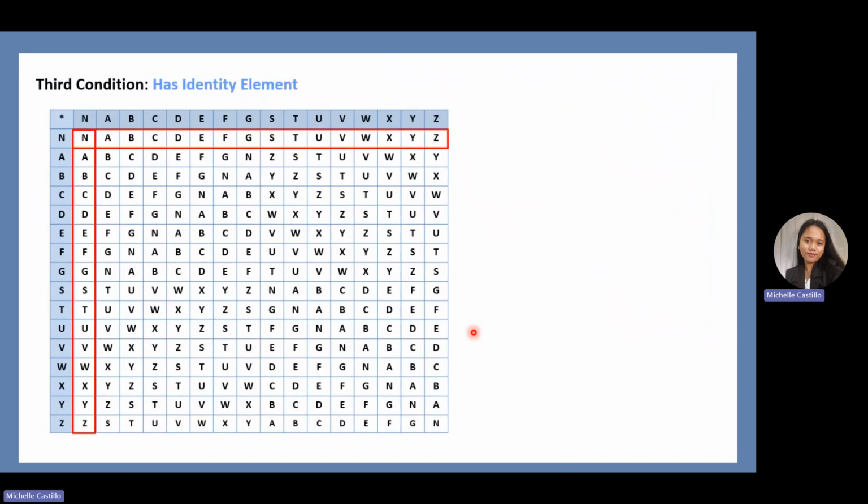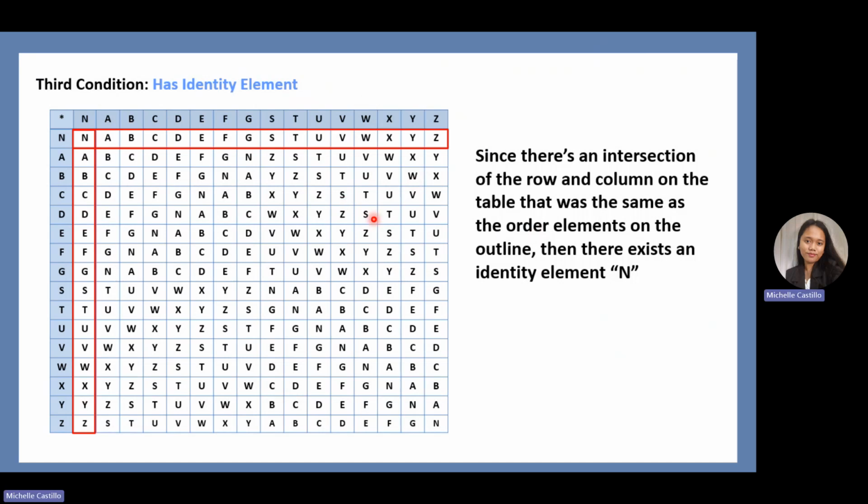Then next, for our third condition, does the identity element exist? Since the table satisfies the third condition.